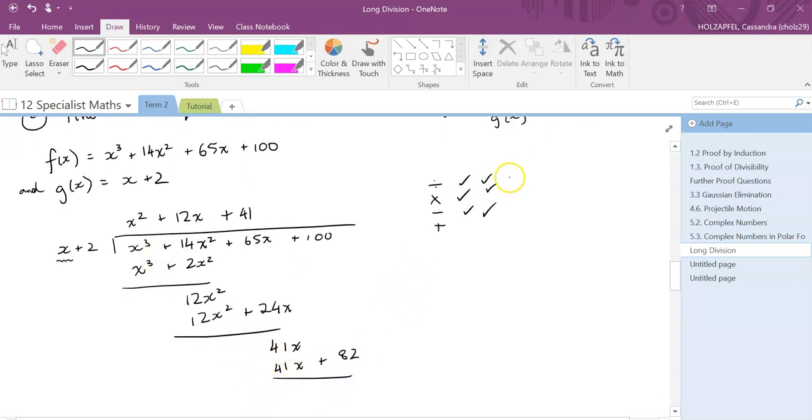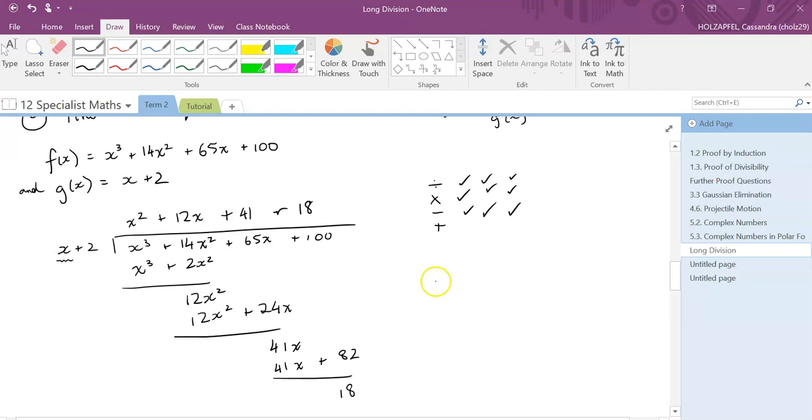Next we're going to subtract. Sorry, I should tick these off. So next we're going to subtract, and we're left with 100 minus 82, which is going to be 18. Now, x does not fit into 18, so we're going to write this as a remainder 18.